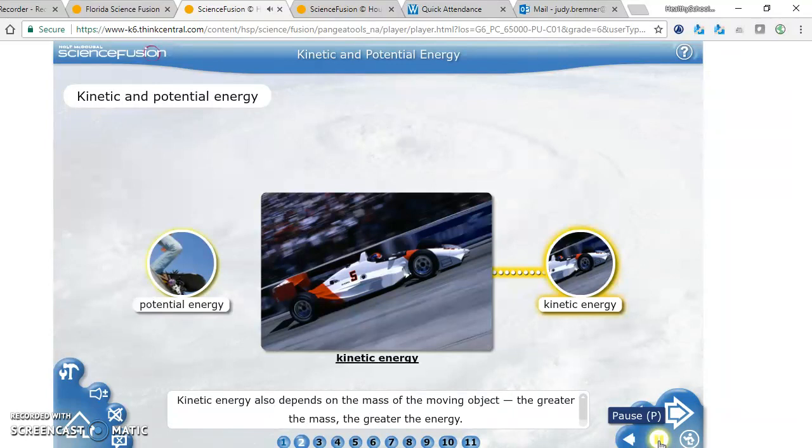Kinetic energy also depends on the mass of the moving object. The greater the mass, the greater the energy. For example, a heavy delivery truck moving slowly down the street has more kinetic energy than a compact car moving beside it at the same speed.